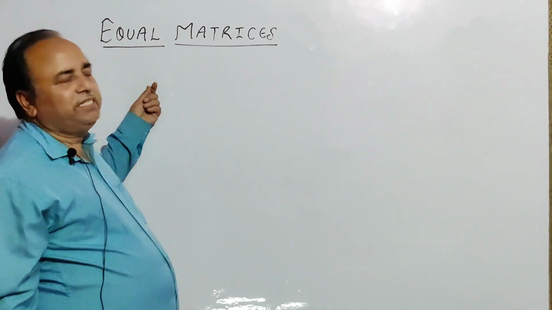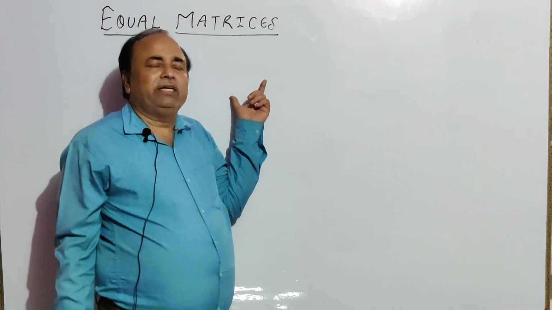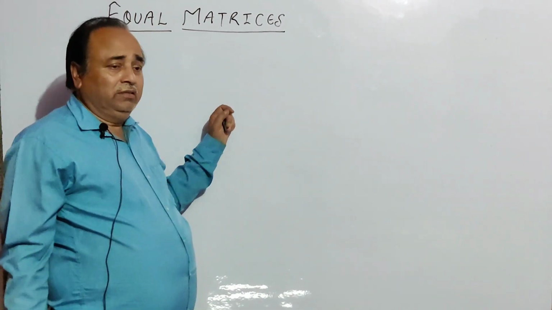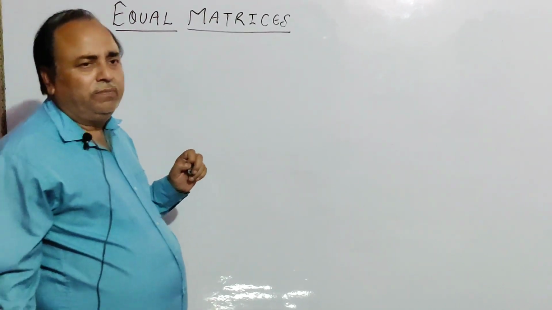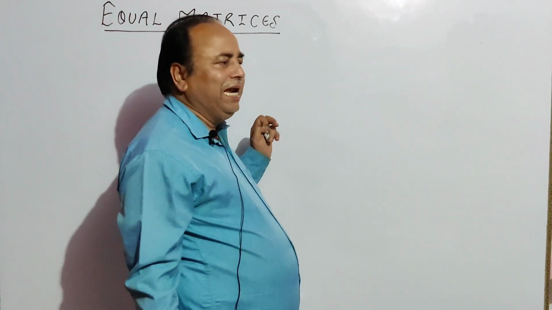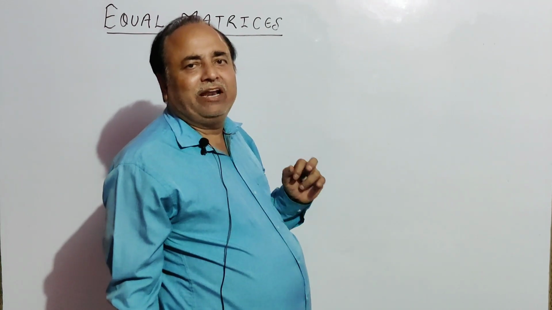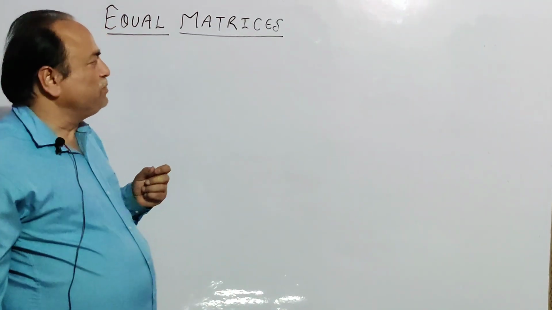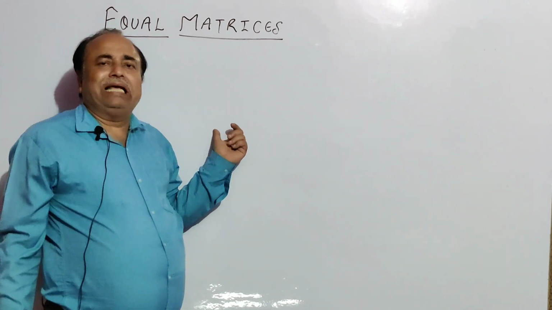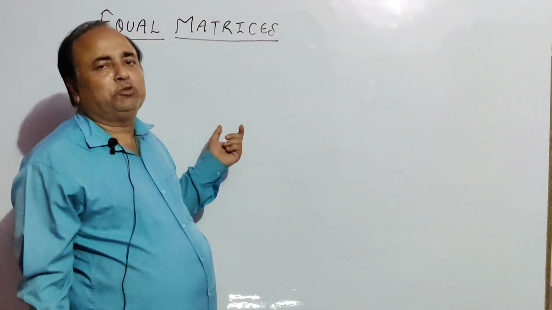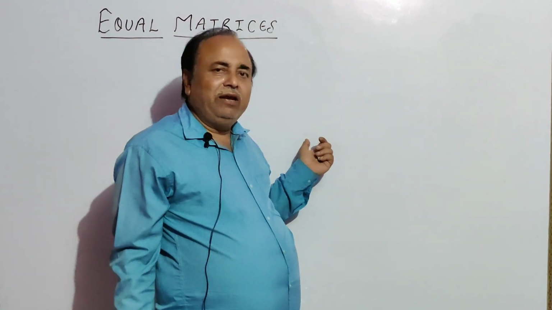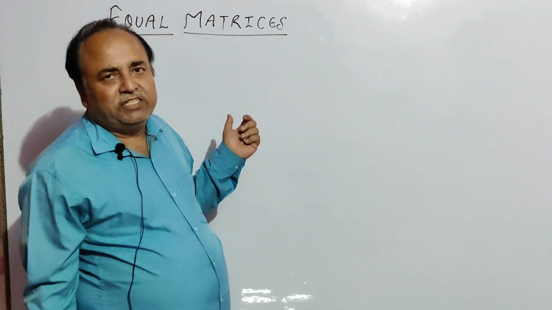Now our next matrix is the equal matrix. It is also known as equality of matrices. Two matrices are said to be equal if their corresponding elements are the same and they are of the same order. Same order means if the first matrix is of order 2 into 2, then the second matrix must be of order 2 into 2, and their corresponding elements must be equal. Then we will say that the two matrices are equal.